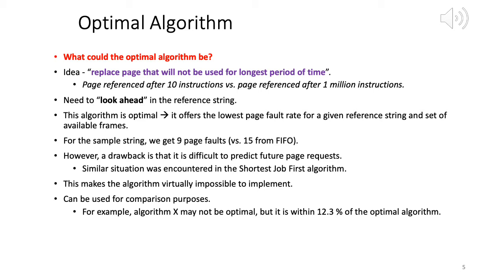Therefore, this algorithm is virtually impossible to implement, but it may be used for comparison purposes. For example, algorithm X may not be optimal, but it is within 12.3% of the optimal. So although we may not be able to implement it, we can at least use it for comparison purposes. So now we will look at how the optimal algorithm works.